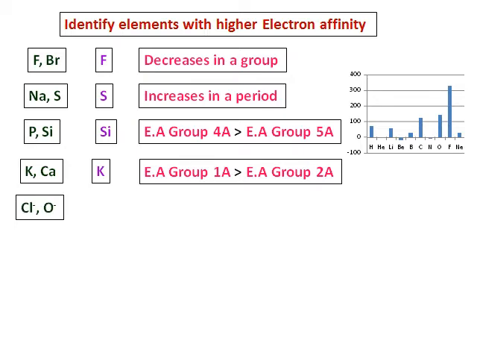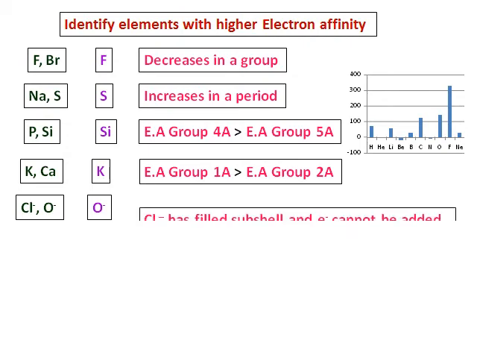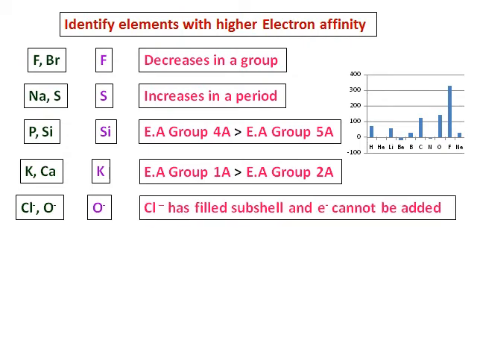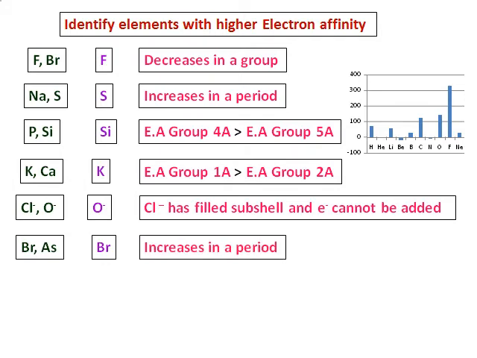Cl minus and O minus. In Cl minus, the orbital gets filled up. Therefore, I cannot add one more electron, and hence O minus has a higher electron affinity. Bromine and arsenic: Br will have a higher electron affinity because bromine and arsenic belong to the same period, and electron affinity increases in a period.